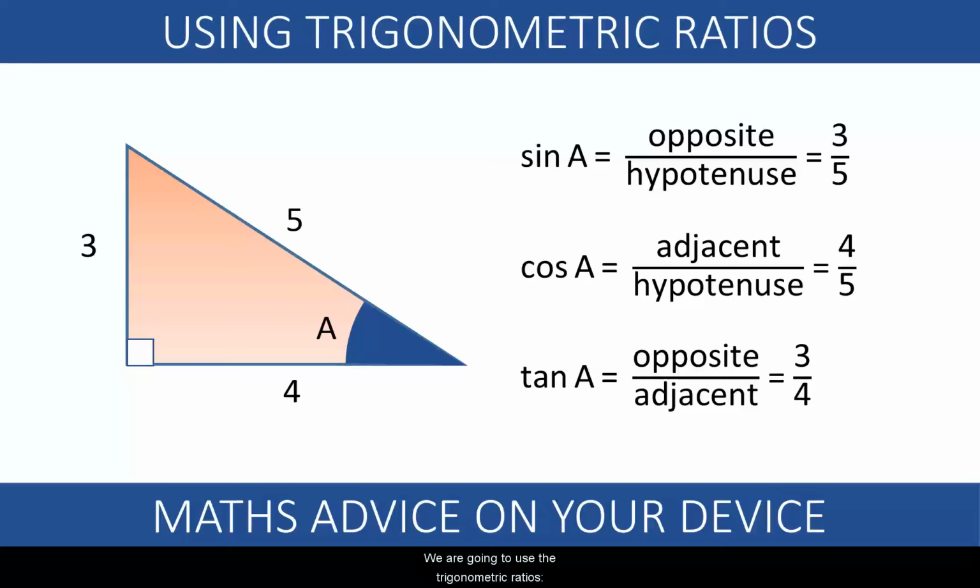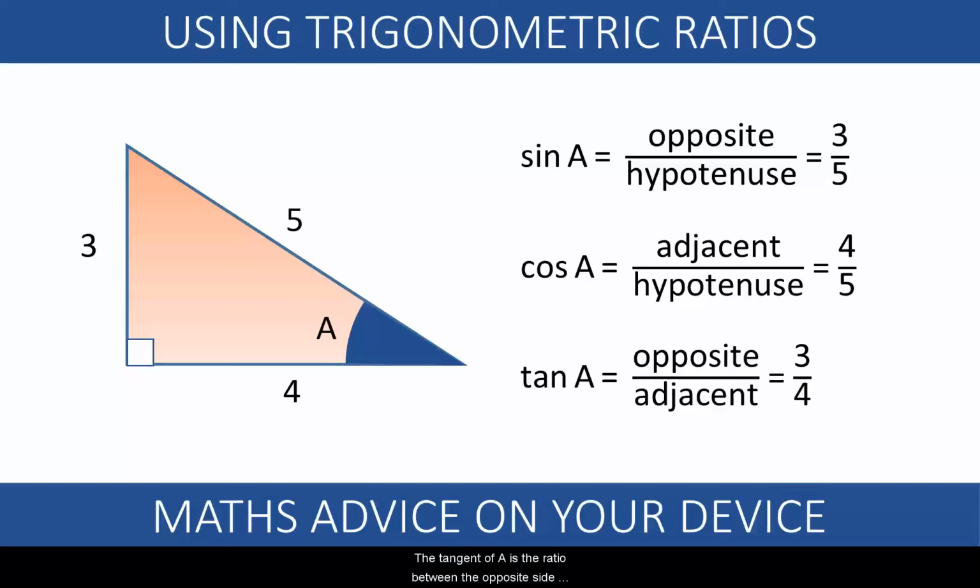We are going to use the trigonometric ratios sine, cosine, and tangent. The sine of A is the ratio between the opposite side and the hypotenuse, 3/5. The cosine of A is the ratio between the adjacent side and the hypotenuse, 4/5. The tangent of A is the ratio between the opposite side and the adjacent side, 3/4.